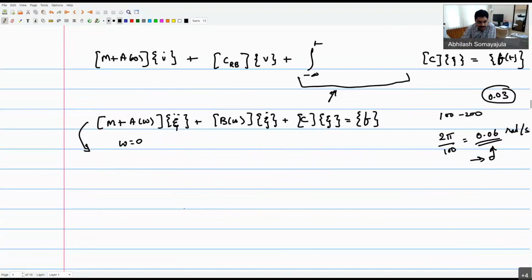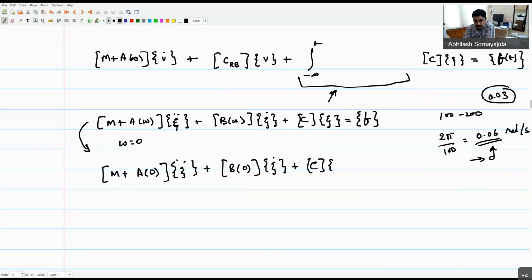So in which case, my new equations of motion will simply be M plus A of 0 frequency, zeta double dot, plus B of 0 times zeta dot, plus C times zeta, is equal to F. Is that fair enough? As long as the motions are slow, that is a good assumption which I am taking. Can I say this?